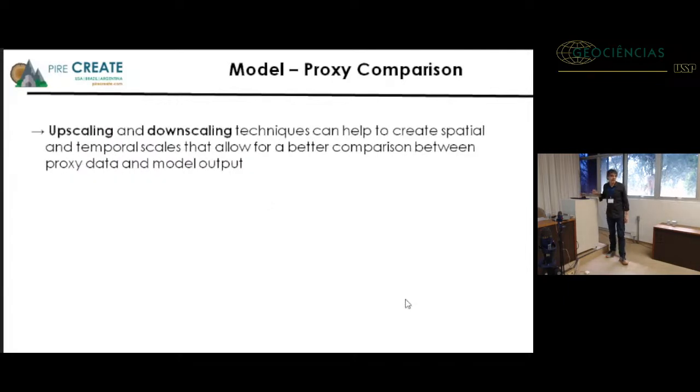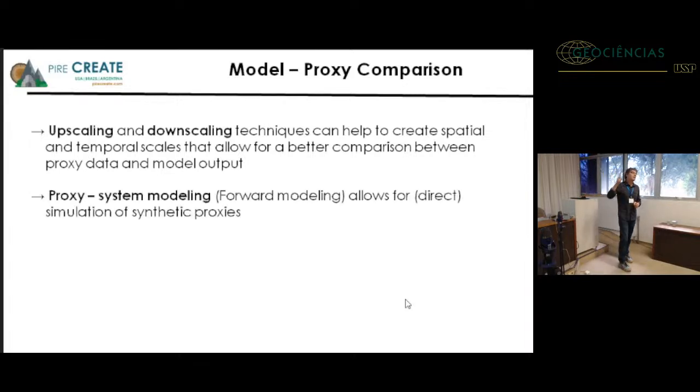So one thing you can try to do is mediate that scale mismatch by upscaling or downscaling. For example, you can run a model just over a certain region at much higher resolution, so-called regional climate models. Or you can add an intermediate model in between the climate model and your proxy, so-called proxy system models or forward models, that take the output from the model as an input and then try to simulate the processes that actually lead to the formation of what you're measuring in your speleothem.